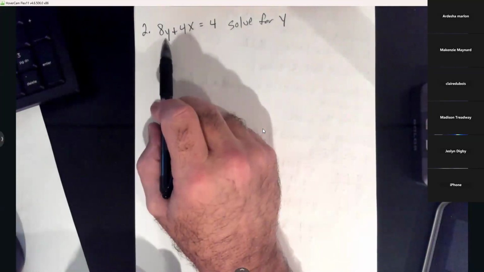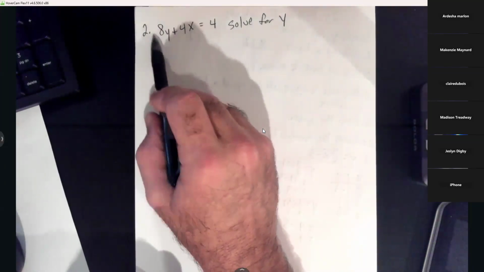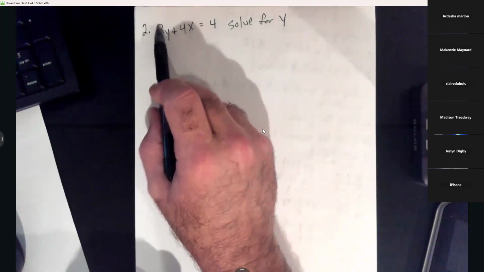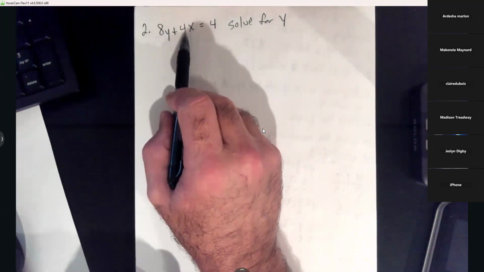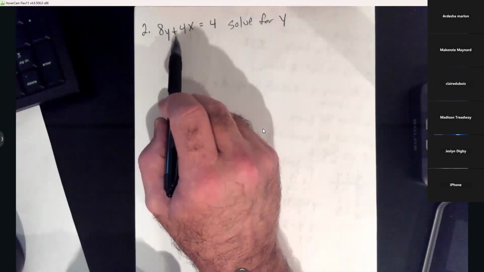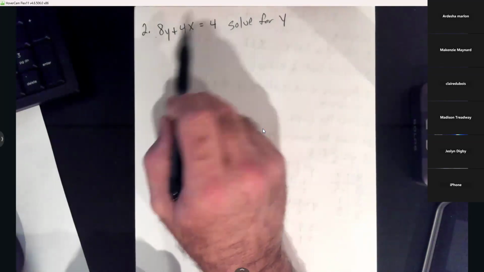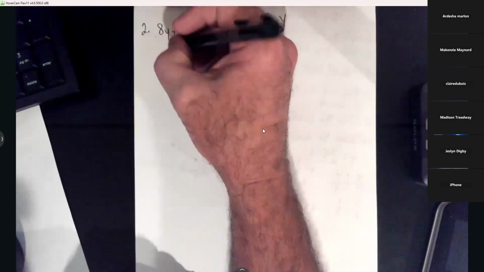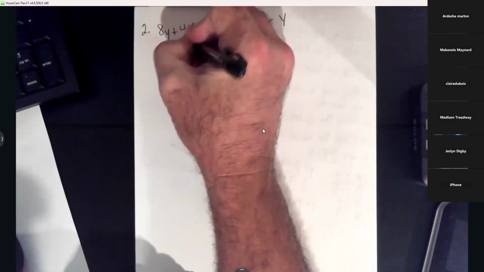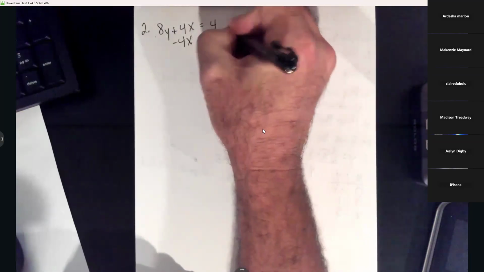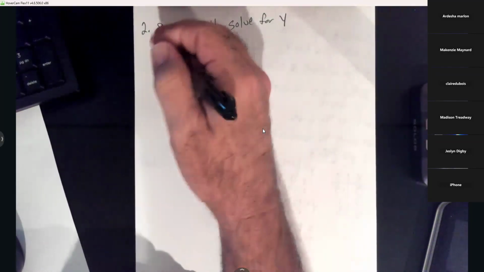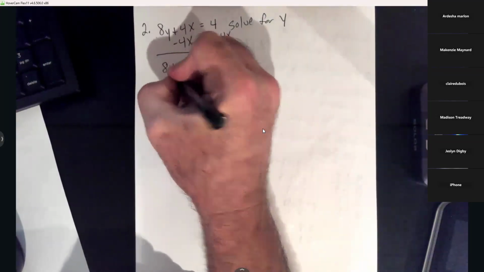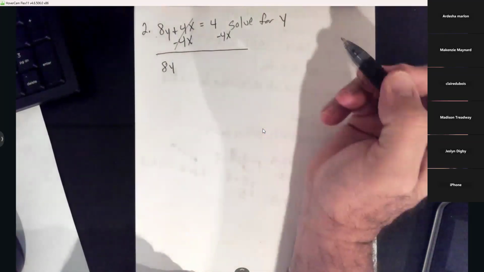So if you're going to solve this for y, our first step is to get the 8y by itself. Since this 4x is being added, to move it to the other side, we're going to subtract it from both sides. So we'll come in here and subtract 4x from both sides. That's going to put my 8y over here. That cancels on the left side.